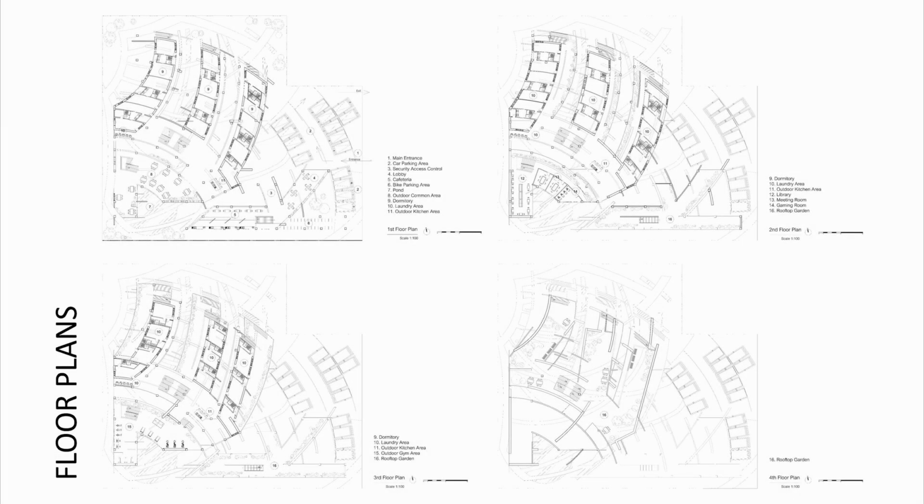These are the floor plans we have done by developing the radiation frames. It shows all the programs in this dormitory and provides the idea of circulation from one place to another. The first floor consists of the cafeteria and the lobby for the guests. The second floor has the library, meeting room, and gaming room.